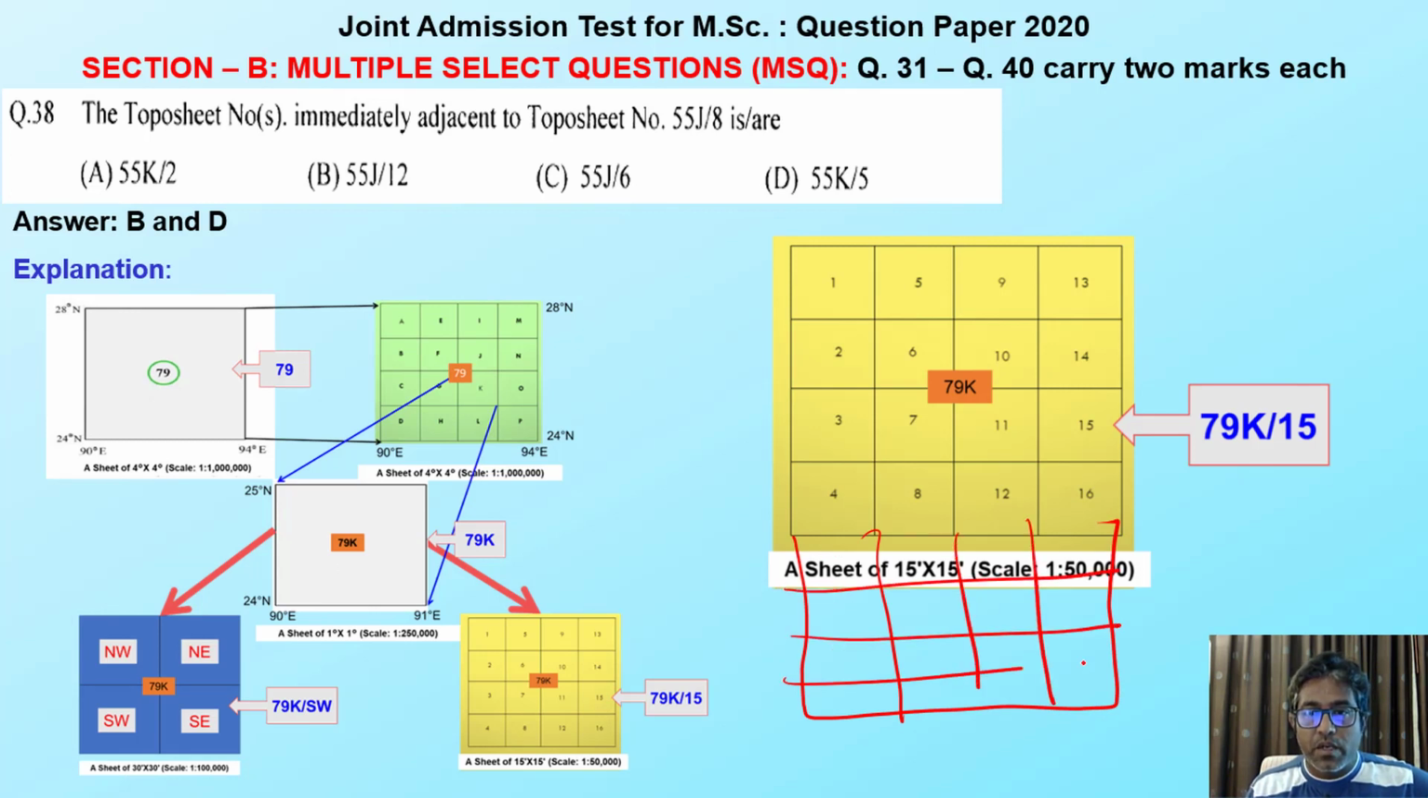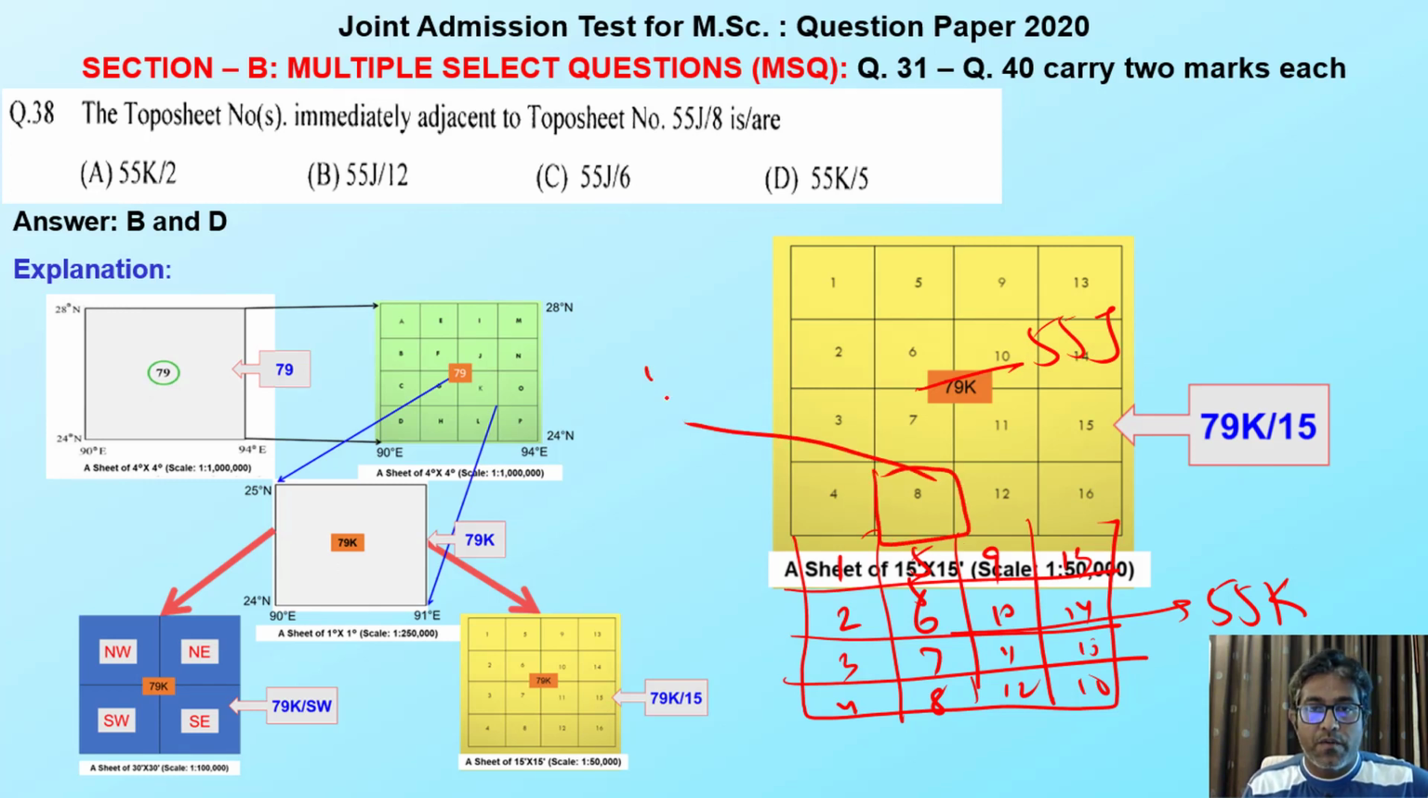First row is more than enough because it is adjacent. 1 2 3 4 5 6 7 8 9 10 11 12 13 14 15 16, and that should be 55K. Okay, let it be 55J. So this is, now you are talking about this one. This is 55J by 8. Adjacent to this is this one and this one. This means my option is 55J by 12.